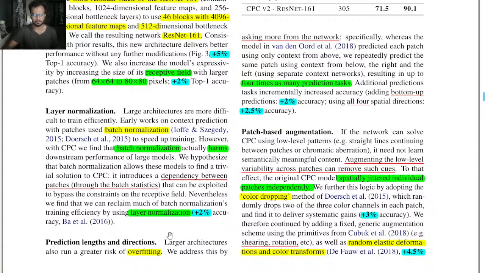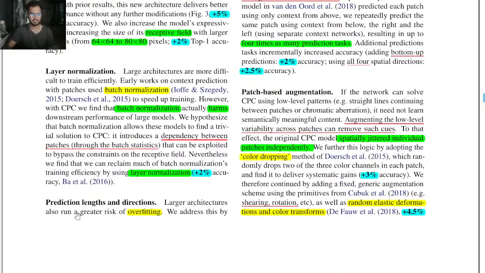This was the entire motivation for the paper NFNet that came in and got state of the art results when it was released on the ImageNet dataset. So instead, they use layer norm in this case. They mention the same thing: dependency between patches through the batch statistics can be exploited to bypass the constraints on the receptive field. So instead of batch normalization, they do layer normalization. Instead of normalizing over the batch dimension, you have hidden dimensions, so you perform normalization across the layer dimensions, and that gave them a 2% increase in accuracy.